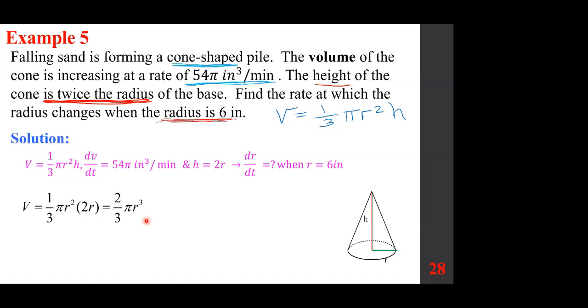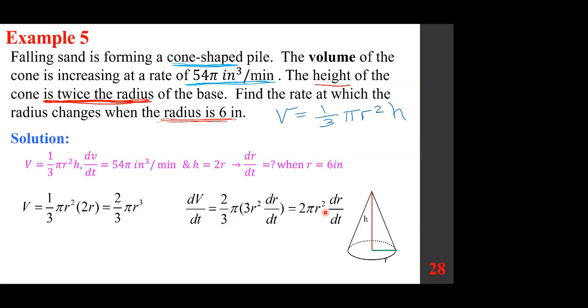Now we have only one variable, so let's differentiate with respect to time. dV/dt is 2/3 pi. Remember, I highly recommend you just write it the way it is because it's a multiplier, and then differentiate r cubed. This gives us 3r squared dr/dt. And the number 3 cancels out the denominator, and this is the simplified version of dV/dt, 2 pi r squared dr/dt.